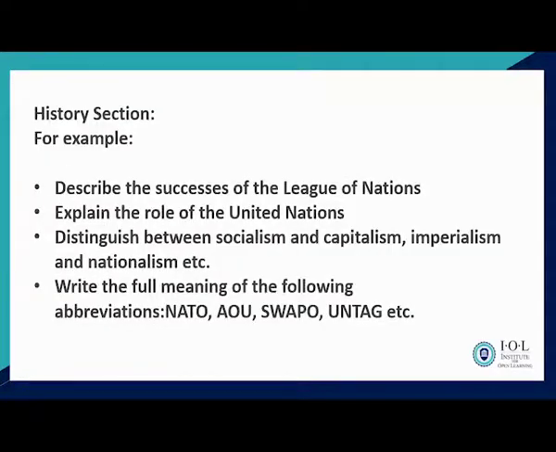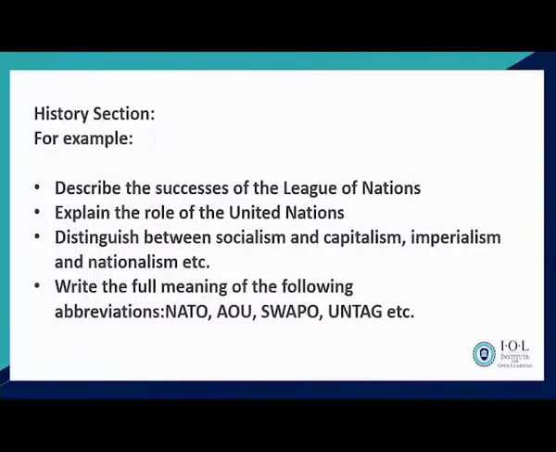The history section, for example, also focuses on describing, explaining, distinguishing, or writing the full meaning of the following abbreviations in full. I've explained what is meant by describe. Meaning that if you are asked to describe the successes of the League of Nations, it's important that you describe the successes of the League of Nations. Sometimes students describe the successes of the United Nations. Obviously, that is not what the question asks. Even if the question asks you to describe the successes of the United Nations, do not give the successes of the League of Nations because you get confused. There's a difference between the two.